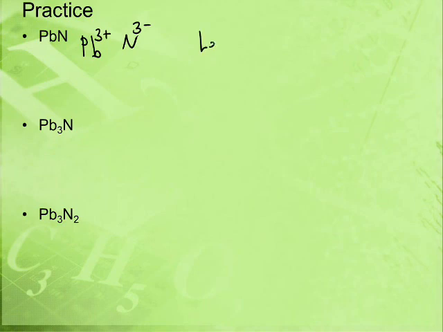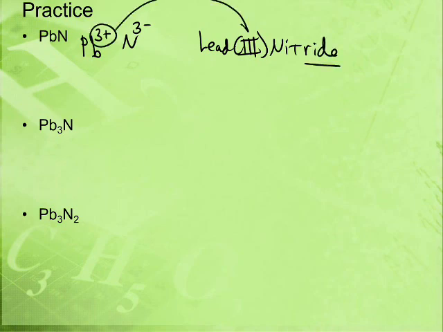So it's going to be lead 3 nitride. Not nitrate, I'm sorry, we will get to that. Nitride. The 3 plus shows that it's a 3 here. Let's look at this next one. And of course, you can just pause. I'm just going to go through it, but I would pause it, try it, and see if you come up with the same answer.